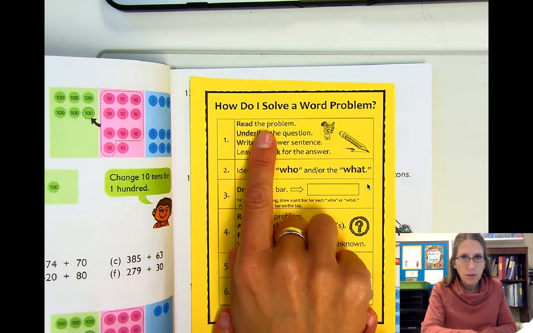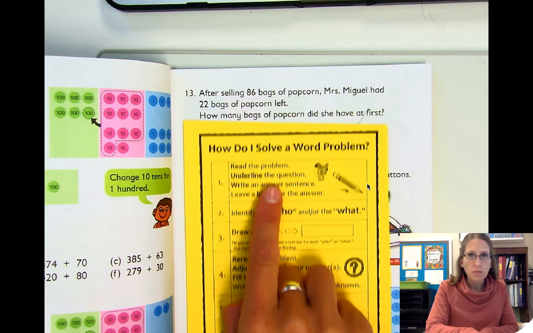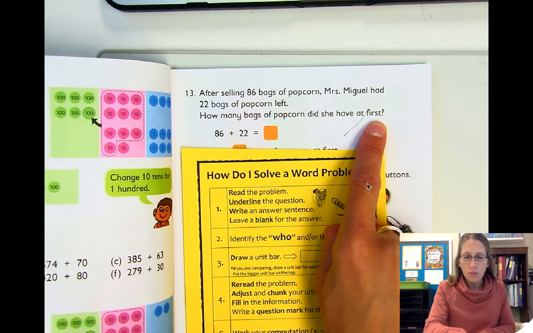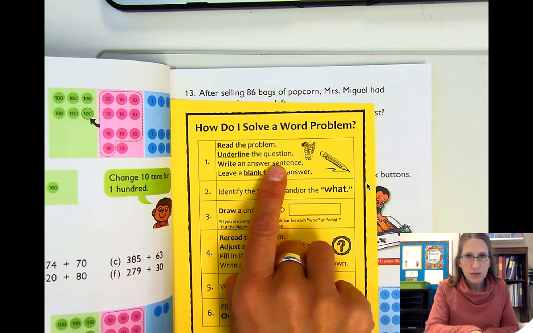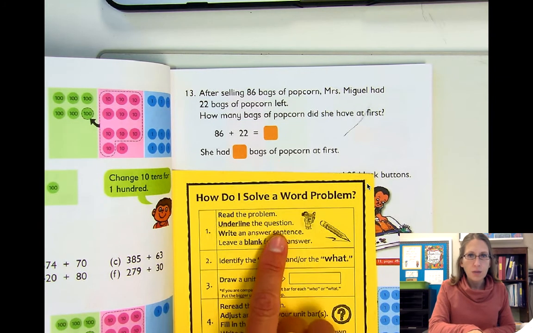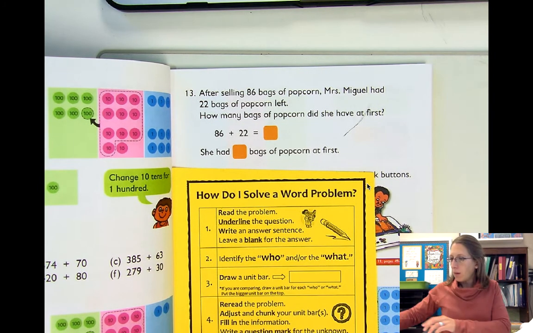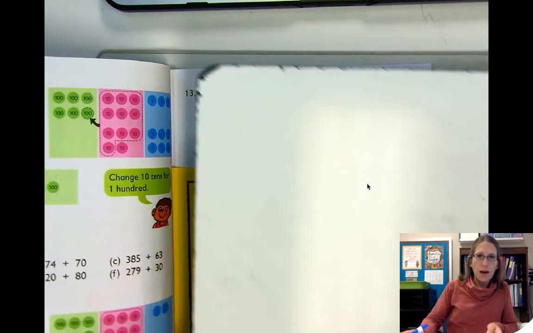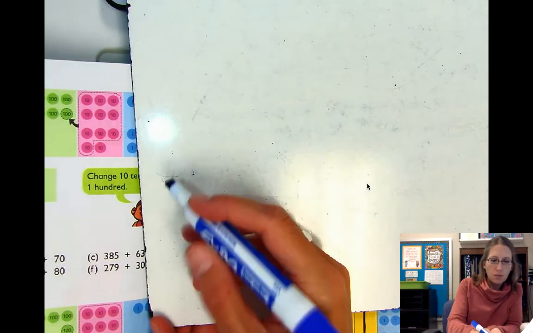All right. And then, let's see. We read the problem, underline the question. We can use our finger to underline. There we go. Write an answer sentence. I think they've helped us here. Oh, here they go. So they've helped us to write that answer sentence. And just for practice, I'm going to write it on my whiteboard.